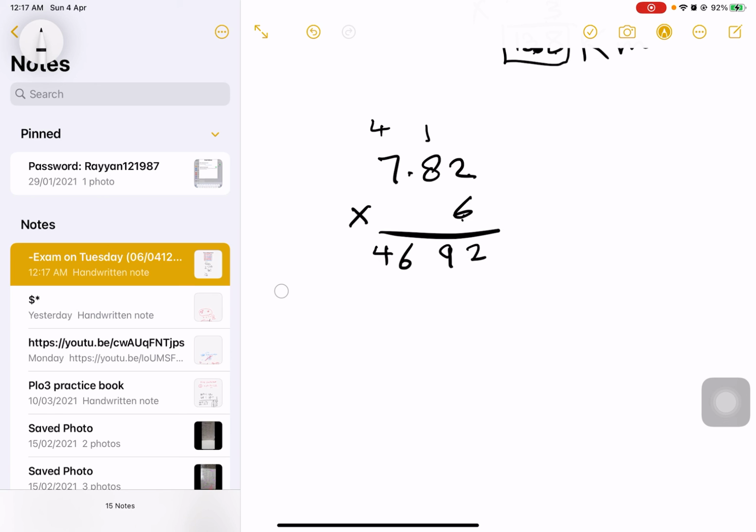Again, you multiply the 6 as if there is no decimal. 6 by 2, 12, 2 and 1 above. 6 by 8, 48, 1, 49, 9, 4 above. 6 by 7, 42 plus 4, 46.